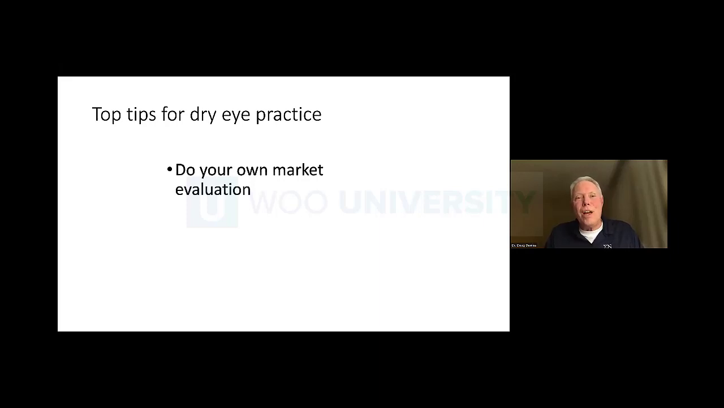And then you will find out, when you go to look at, if you want to get meibography in the practice, if you want to get thermal pulsation, if you want to get IPL, it will show you within your practice what your actual demographics are. And therefore, if you're going to invest, you can take some very conservative numbers to make that determination.